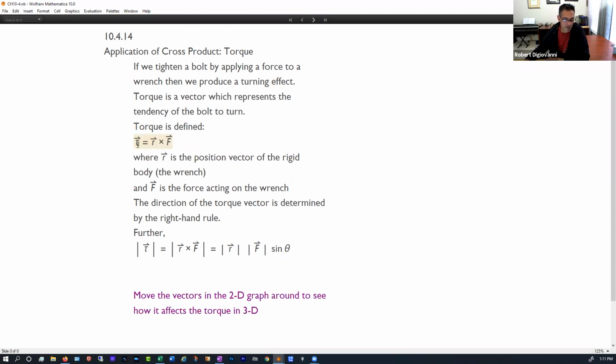And so we've defined it here. T, the vector T, is equal to the R vector crossed with the F vector. Now, I need to tell you what each of these are. R is the position vector of the rigid body, which is basically the wrench. So let me draw it over here. Let's say you're looking at a bolt here. Well, that's not a very good bolt. Looking at the top of the bolt, we have a wrench that comes around this.